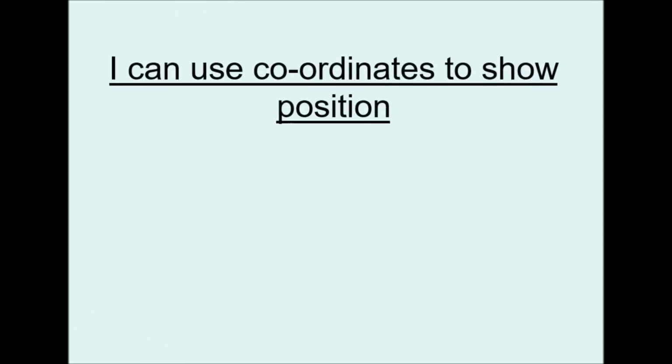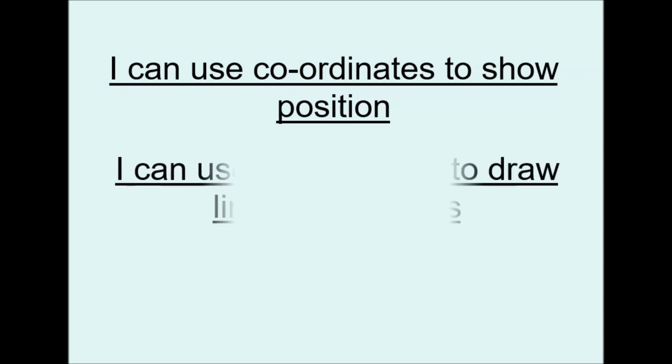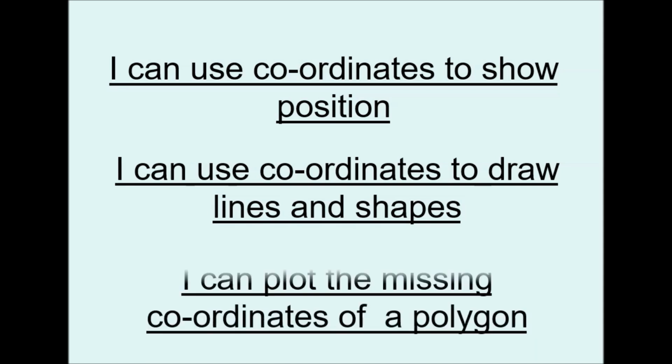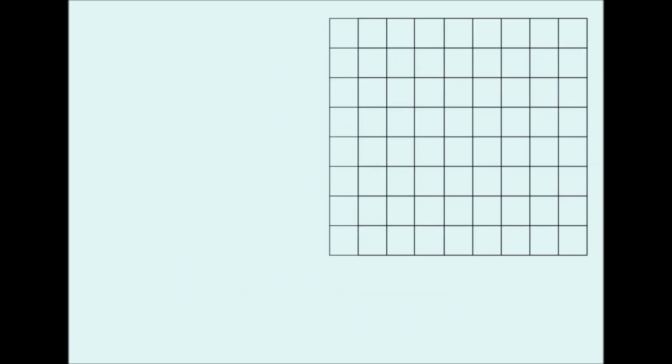So you need to just pause the video and make sure you have got a pen or a pencil and a piece of paper, and we'll get on with our activity. To begin with, I just want to make sure that you can use coordinates to show the position of a point on a grid. I also want to make sure that you can use coordinates to draw lines and shapes. After that, we'll move on to today's new learning, which is to be able to plot the missing coordinates of a polygon. So let's just start with a recap.